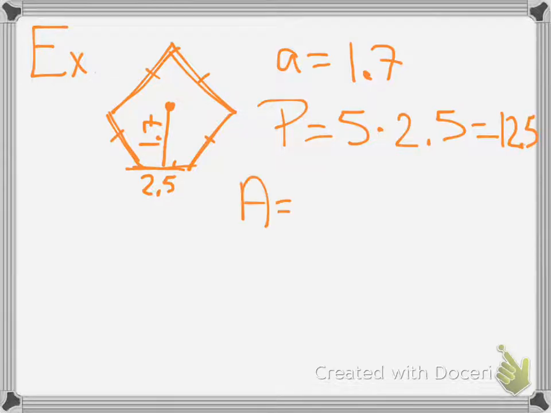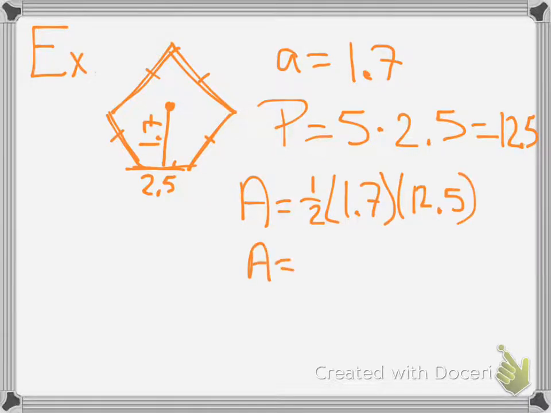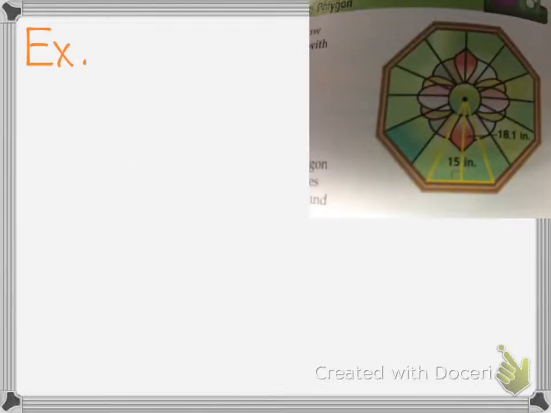Now, if I say for the area, all I got to do is 1/2 the apothem times the perimeter and type that in the calculator, and I would get 10.6. Easy, right? I know, it's so easy. Okie dokie. Here's another one.